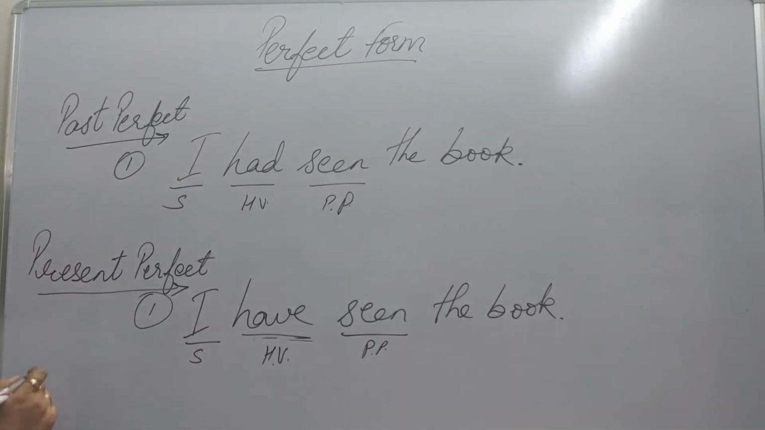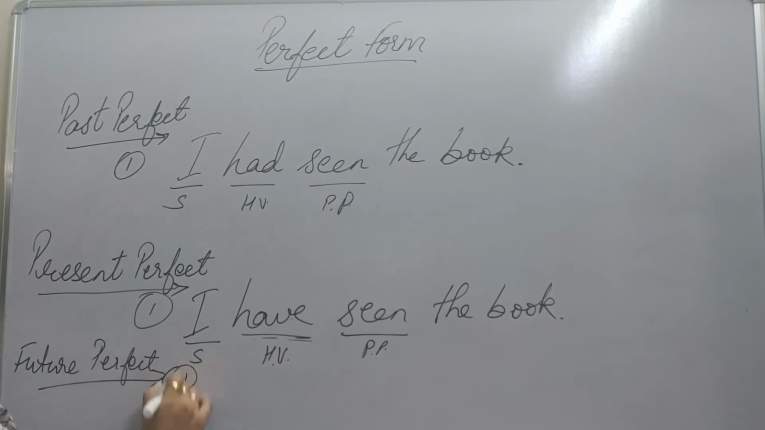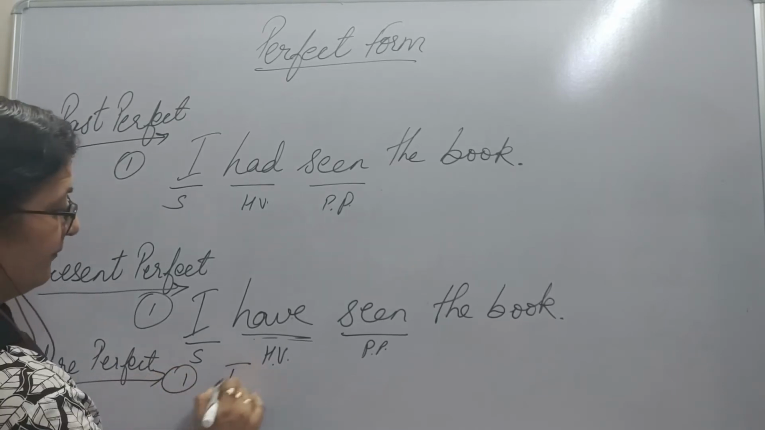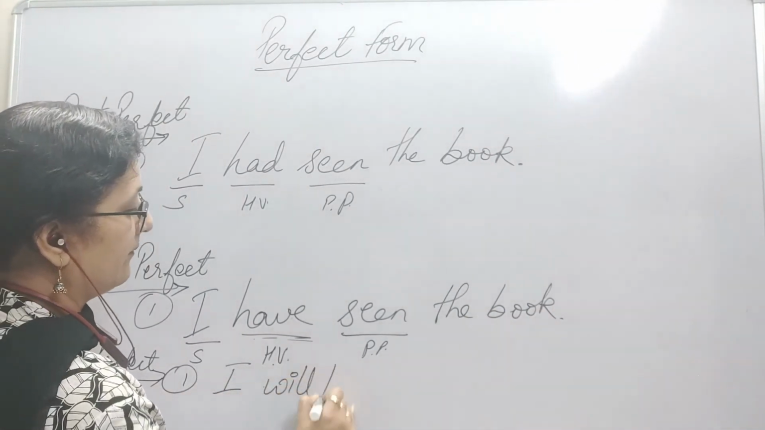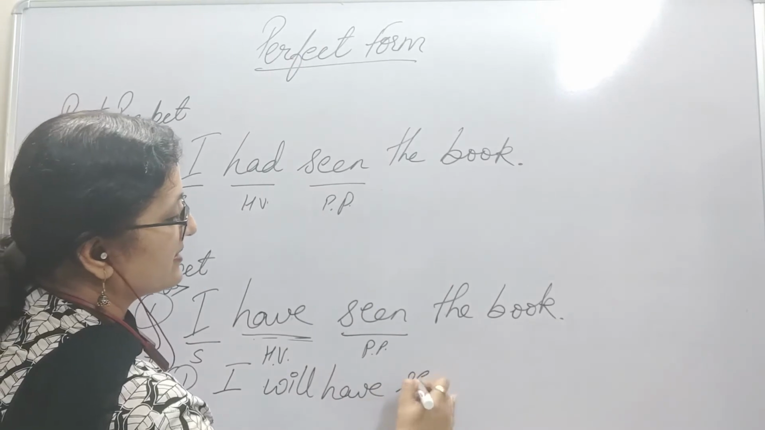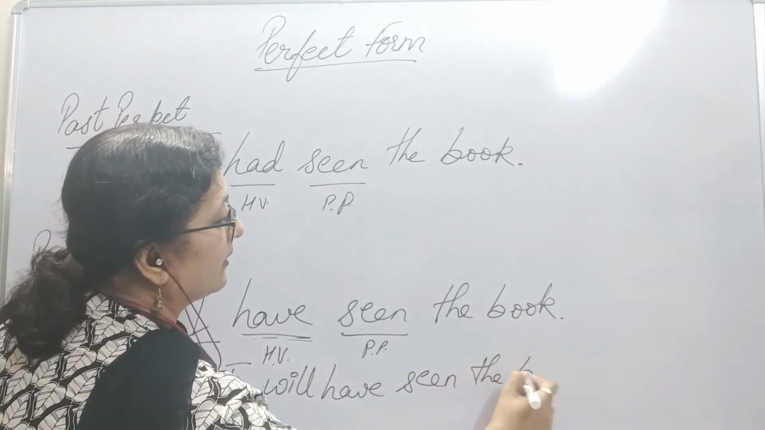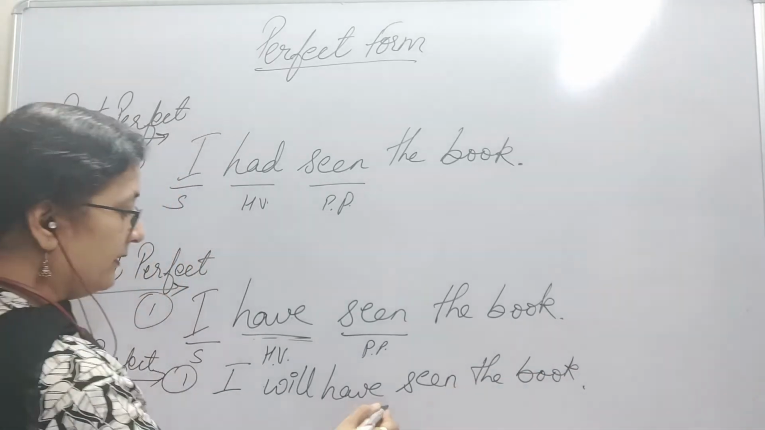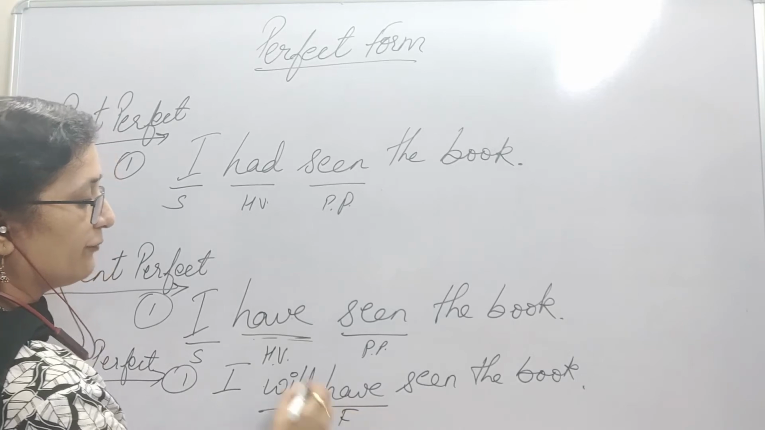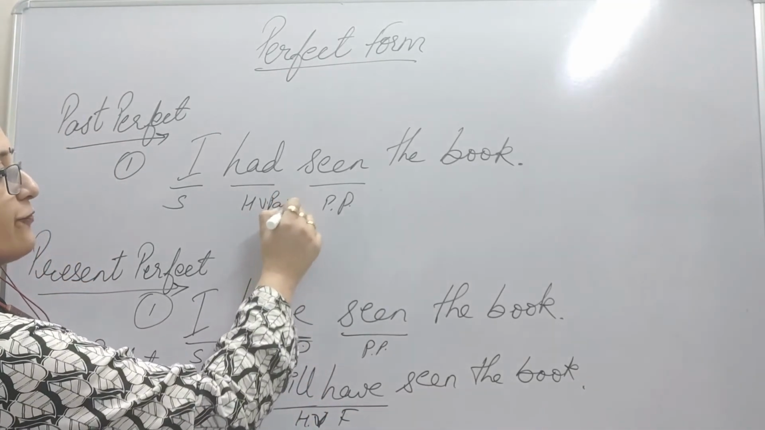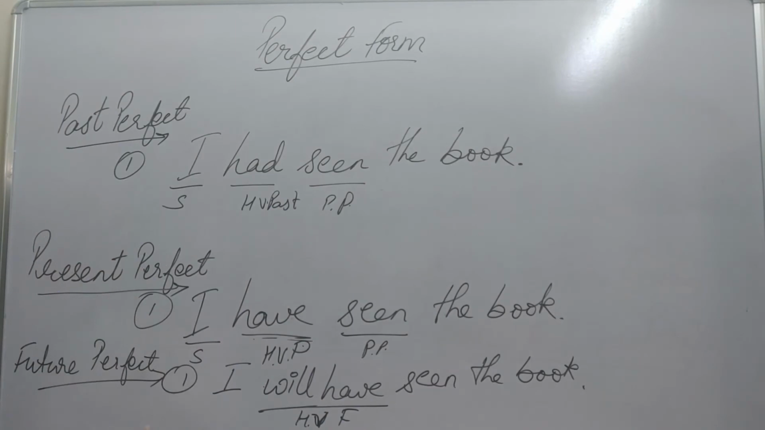Now a similar thing with the future one. Similar example, future perfect tense. Which one is that? Let me just put it up here. Now since you know it's future, will have. Okay. Will have seen the book. Is that clear? Future. Now this is the helping verb in the future form. This is in the present form. This was in the past form. See the difference of all the three?